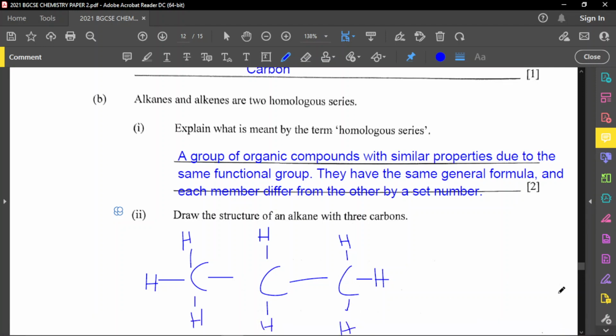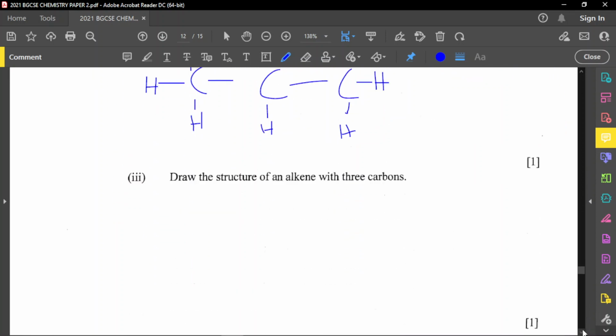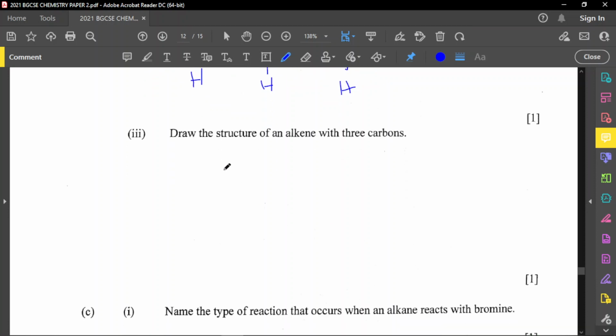All right, so let's jump to the next part here now. The next part is draw the structure of an alkene. An alkene is a double bond, right? With 3 carbons. You're going to draw your 3 carbons. It doesn't matter where we put the double bond, it could be at either end. The most important thing is that you have 3 carbons. Again, each carbon must have 4 bonds or 4 lines around them.